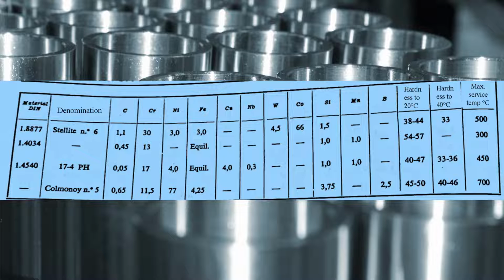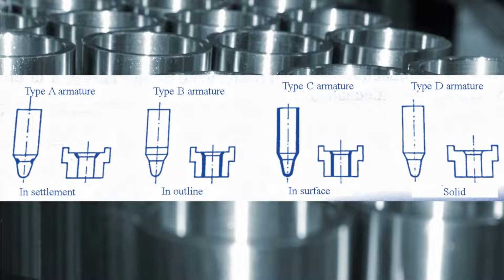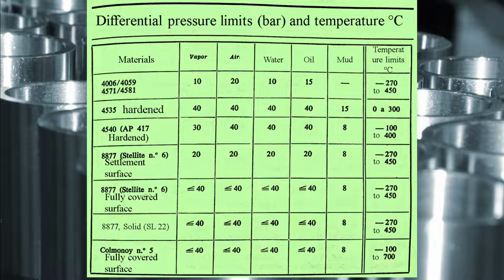There are special materials that cover the obturator and the seat, or that completely form them, depending on the desired degree of protection. Here, we can see different special materials resistant to erosion, with the type of coating that is applied to them. The use of these materials requires compliance with differential pressure and temperature limits on the obturator and the seat. And these are the ones we can see on the screen.